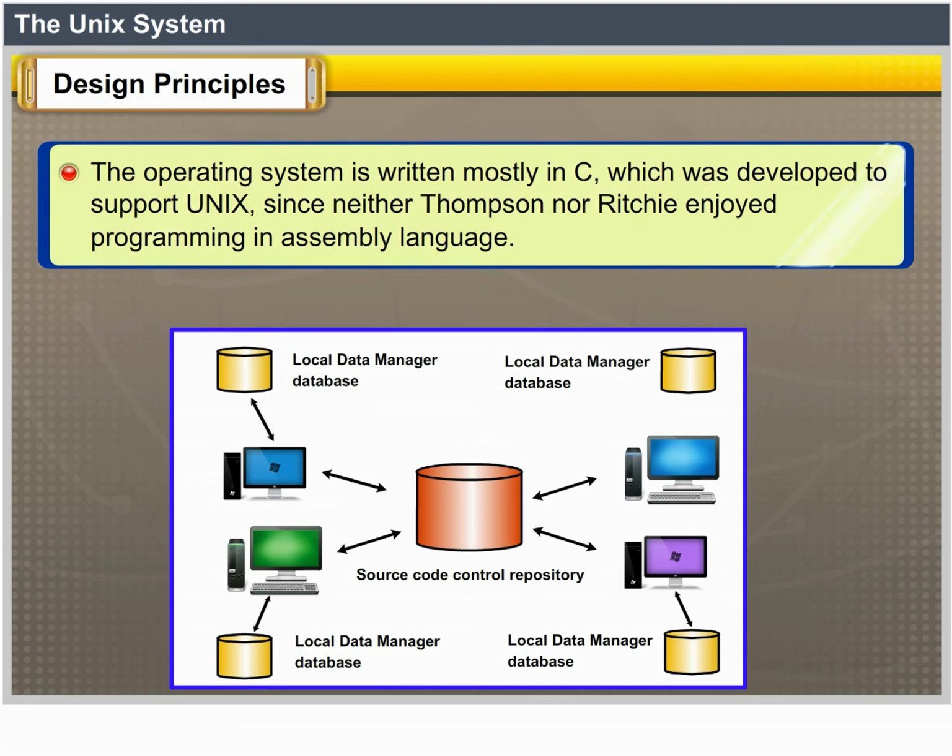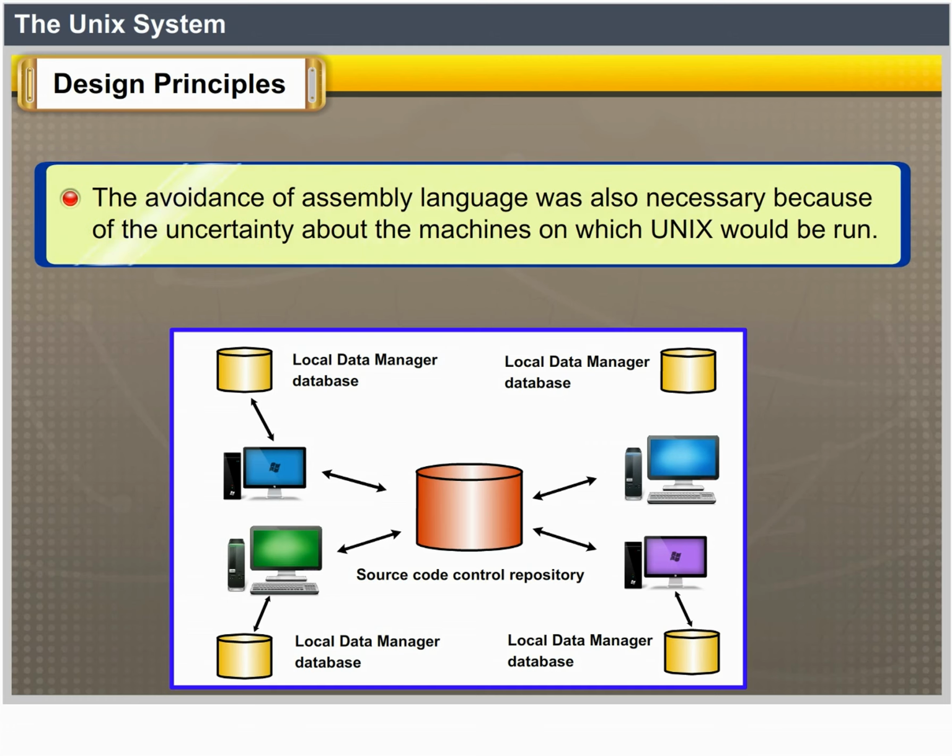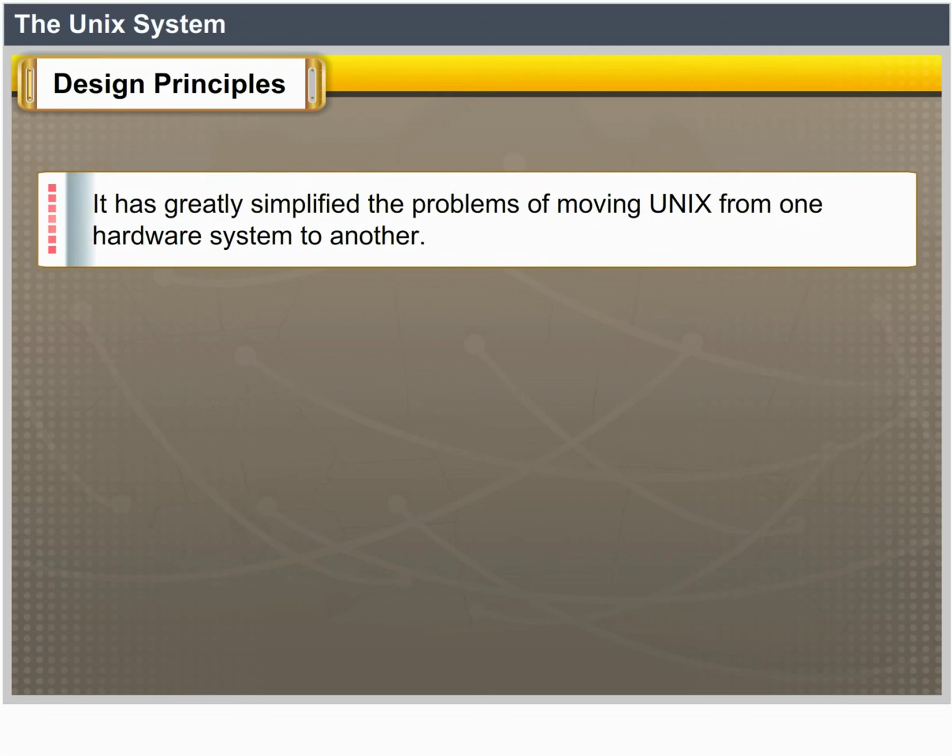The operating system is written mostly in C, which was developed to support Unix, since neither Thompson nor Ritchie enjoyed programming in assembly language. Assembly language was also avoided because of the uncertainty about the machines on which Unix would be run. C has greatly simplified the problems of moving Unix from one hardware system to another.